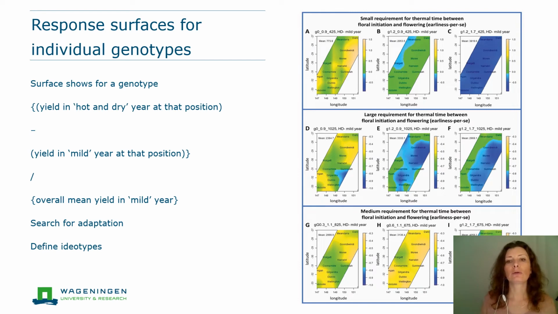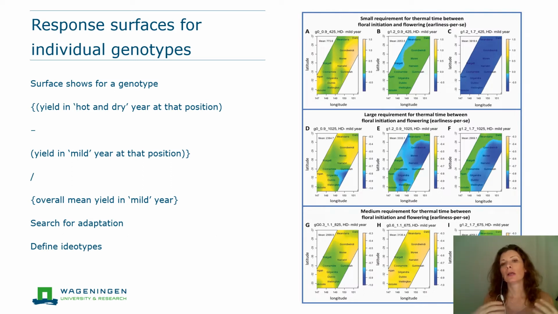So how does it look? Actually, we arrived at something like this. Here I'm showing only 9 examples for 9 genotypes, but we produce this kind of surface for each of the genotypes. So on the right-hand side, we have something that reflects the surface of response of each genotype as a difference between hot and dry and mild years.